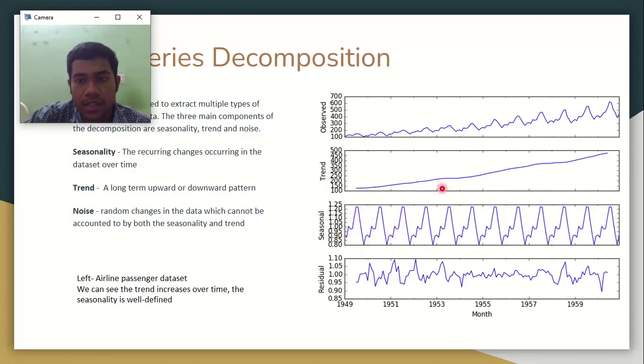So this is how the seasonality is happening. And trend is basically a long-term upward or downward pattern. So from the observation, we can clearly see that in the long term, the values are continuously increasing. So that's why the trend is moving upwards.